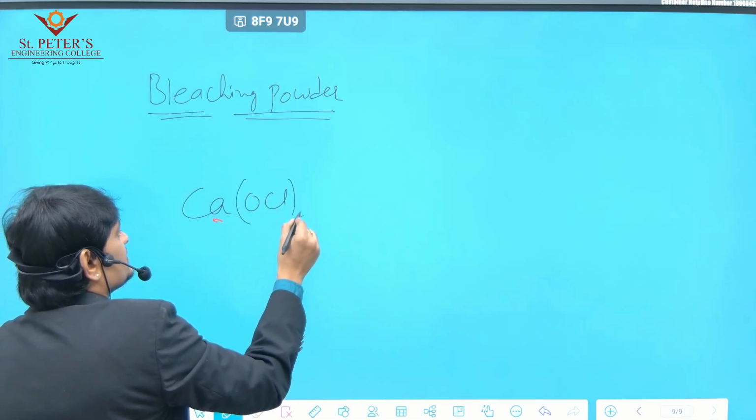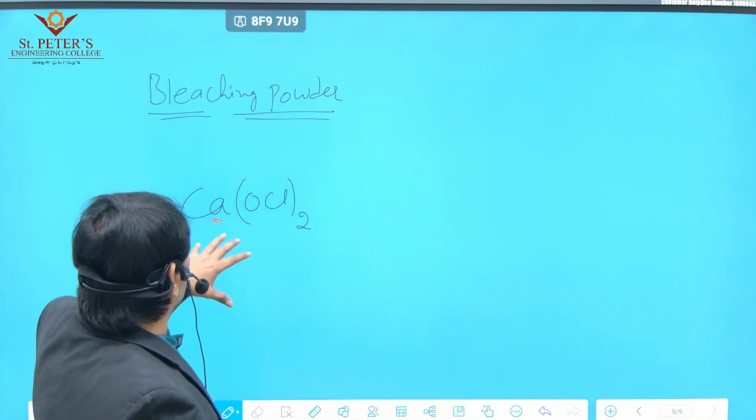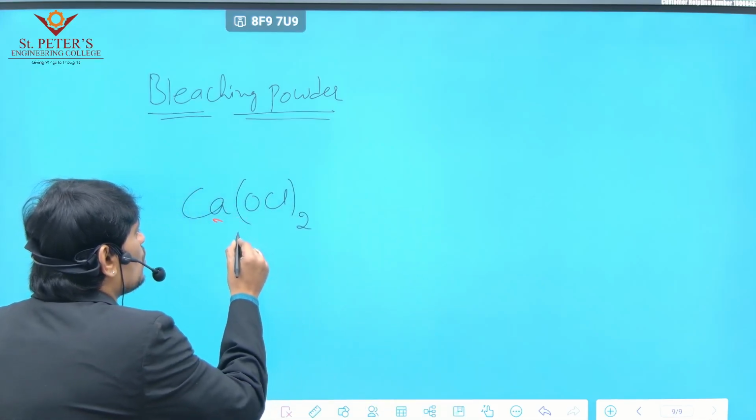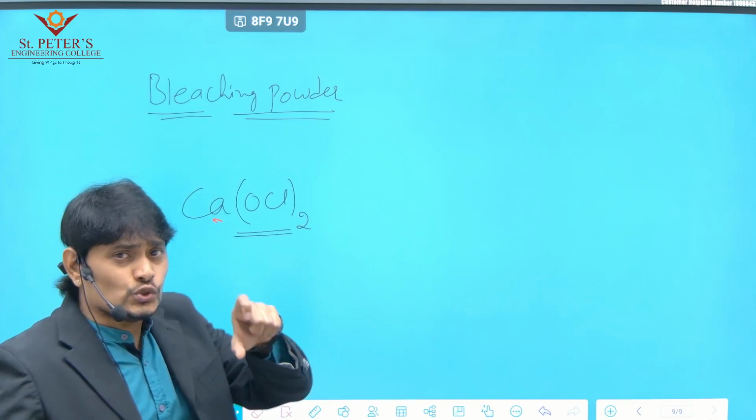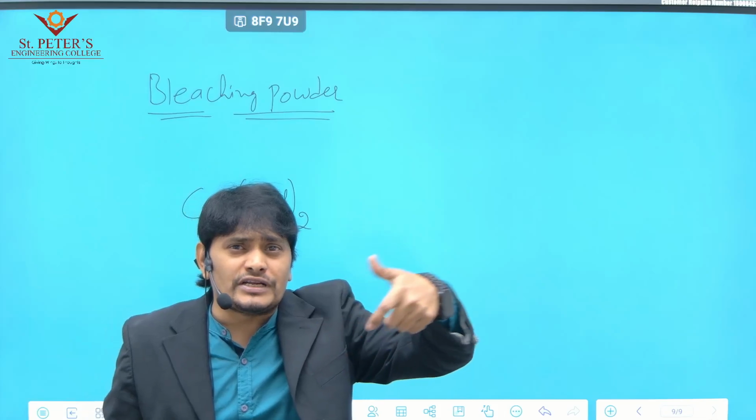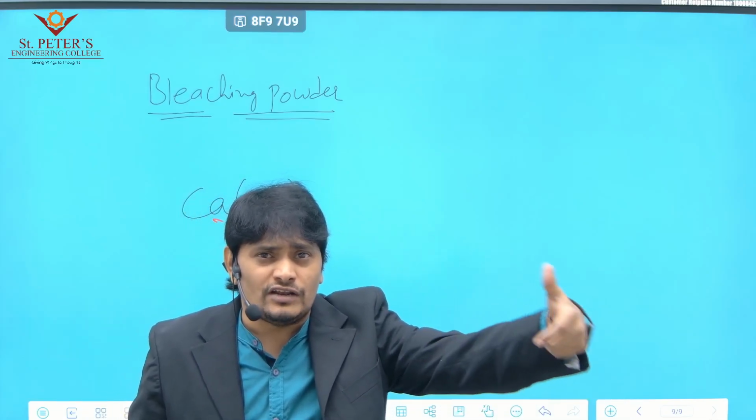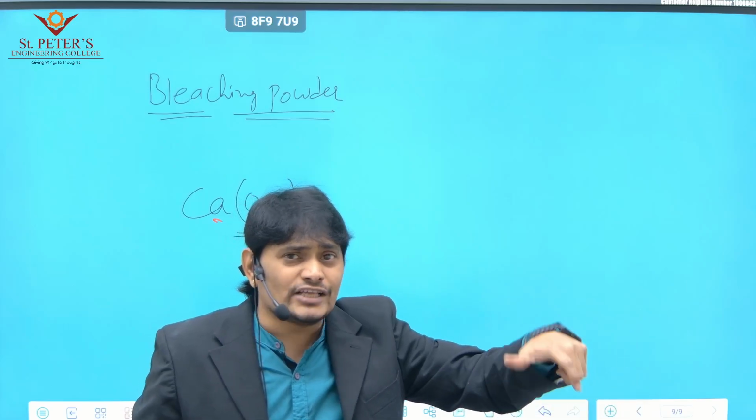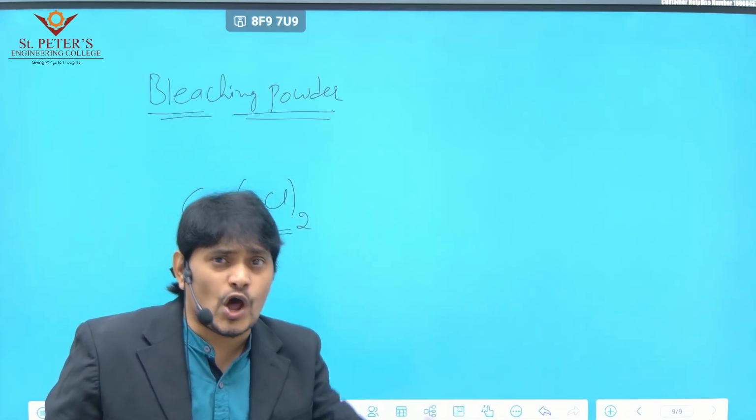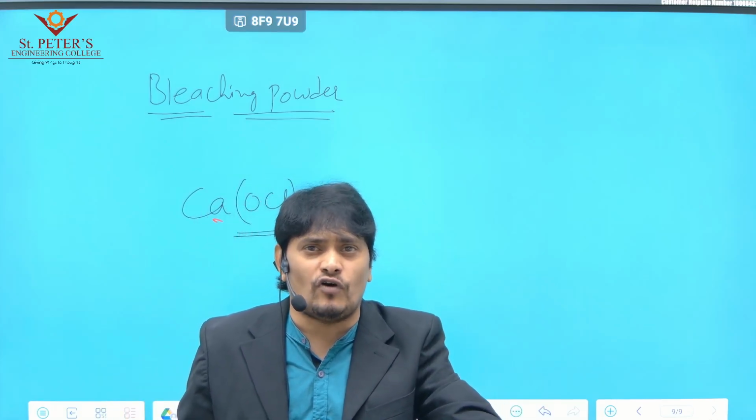Now, in this bleaching powder, as two OCl are present, what could be the disinfectant which is going to result? HOCl, because OCl is present, so HOCl will be the disinfectant. As two OCl are present, how many HOCl can be formed? Two HOCl can be formed.